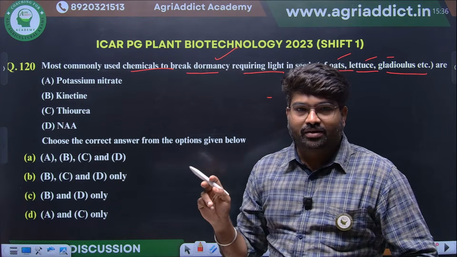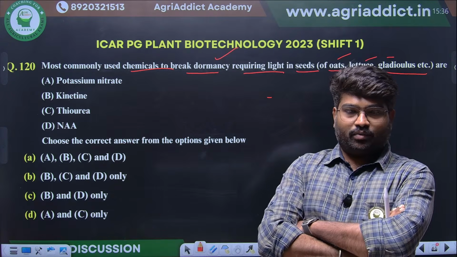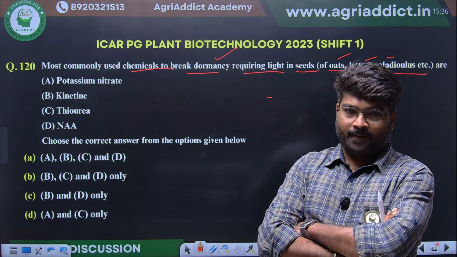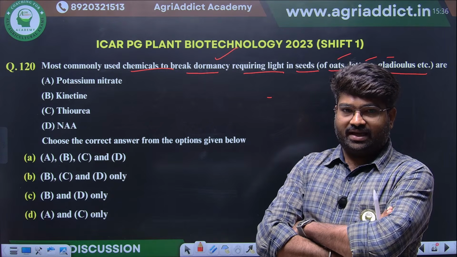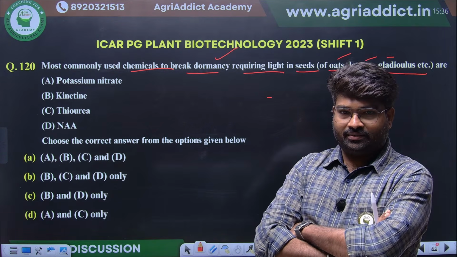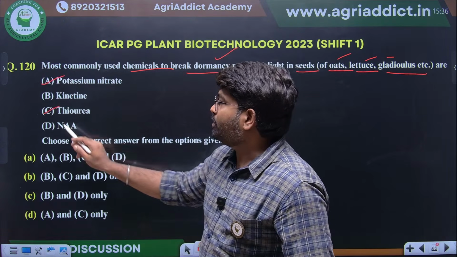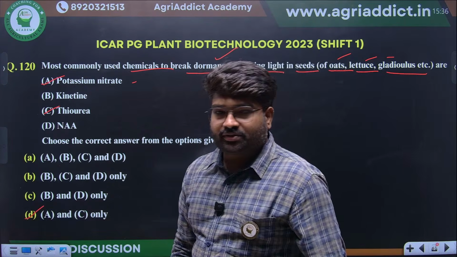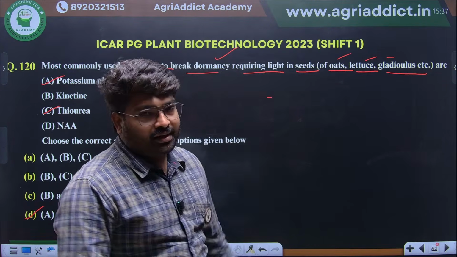This is a repeated question. I need an answer from you guys. What will be the answer? Whether potassium nitrate, kinetin, thiourea or NAA? Yes, excellent. A and C. Potassium nitrate and thiourea are the common chemicals used for breaking the dormancy requiring light in seeds.